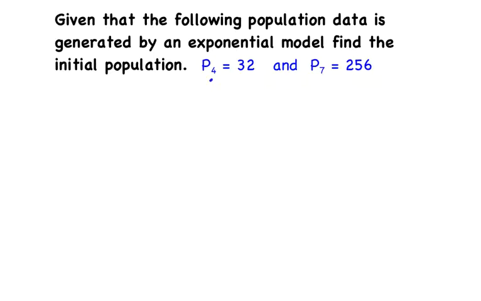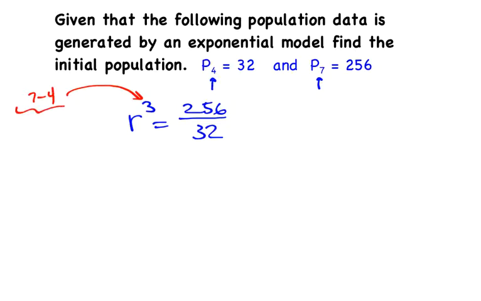In this example, we see that our data is 3 generations apart. From P4 to P7 is 3 generations. So if I divide 256 by 32, I won't find R. I'll find R applied over 3 generations. So we can say that R raised to the 3rd power is equal to 256 divided by 32. And again, I got this 3 from the 7 minus 4. Those are the subscripts of P4 and P7.